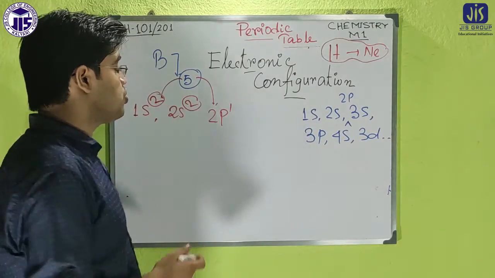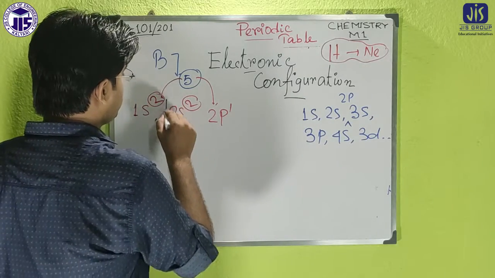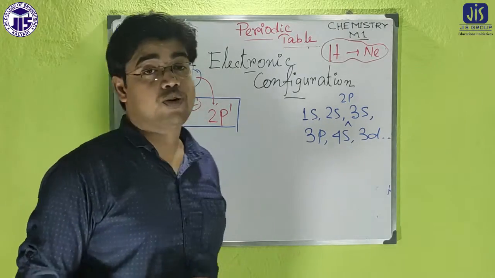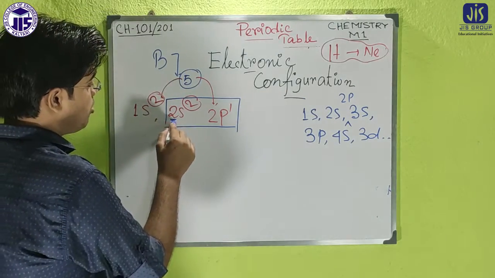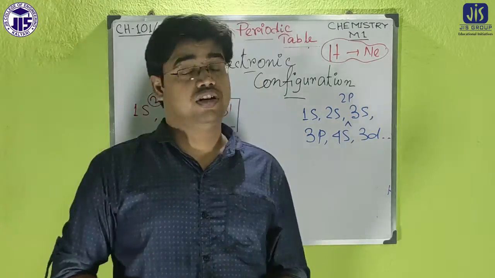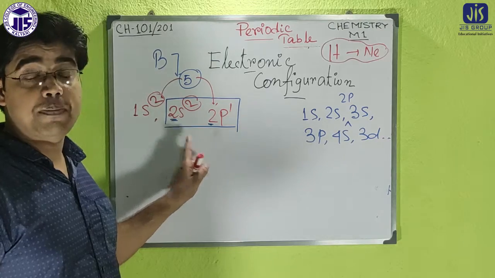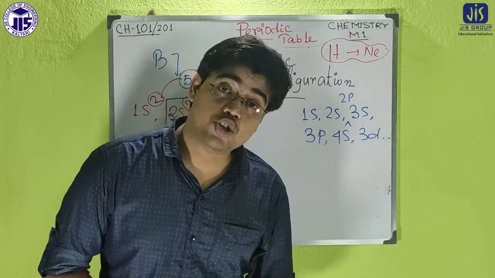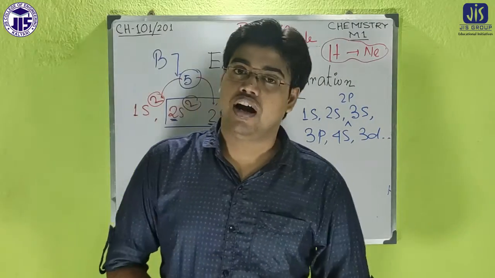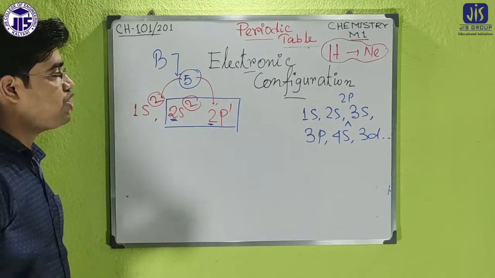So if it is 2p1, what is the valence electronic configuration? The valence electronic configuration means you have to consider the highest principal quantum number. Here 2 is the highest principal quantum number. So how many subshells are included with the highest principal quantum number? That is called the valence electronic configuration, and you have to keep that in mind, because different kinds of properties of the elements can be explained with the help of the outermost or valence electronic configuration. So that's why this is very important.